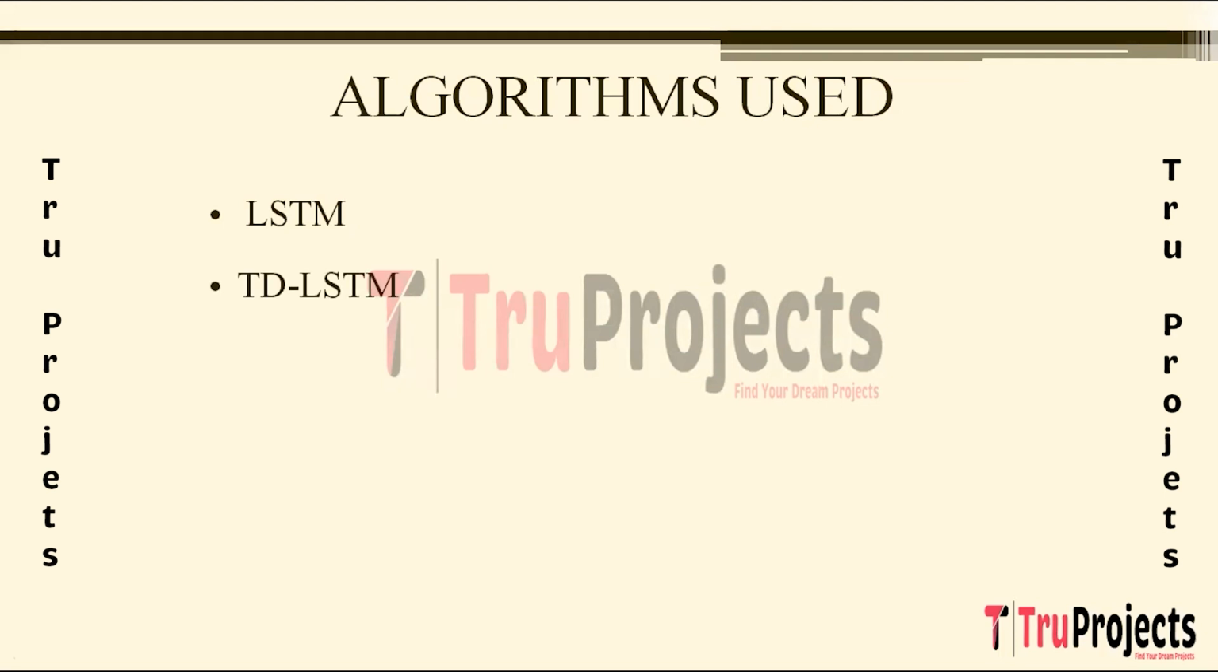The next algorithm built is TDLSTM, that is target dependent long short term memory. So, it is a neural network model specifically designed for sentiment analysis tasks. It incorporates two separate LSTM layers to capture the left and right context of the target aspect or entity within a sentence. By considering the target dependent context, TD-LSTM effectively captures the nuanced sentiment expressed towards specific aspects, making it suitable for aspect level sentiment analysis in this project.